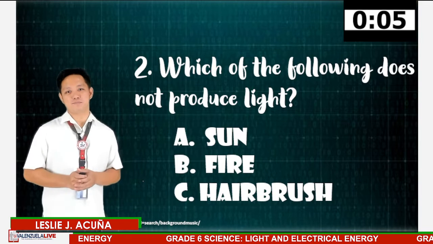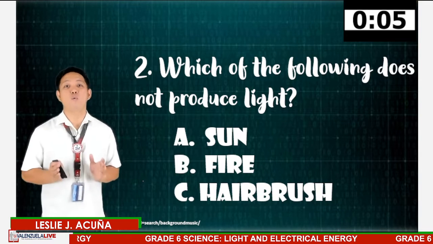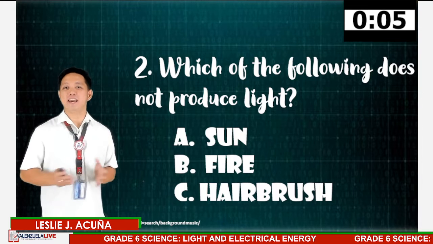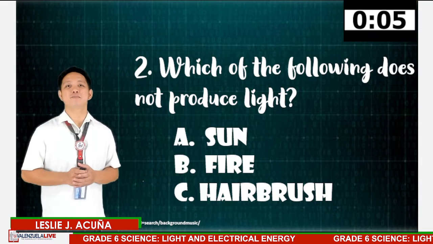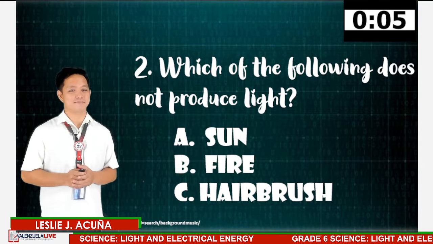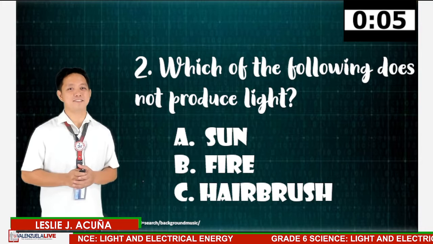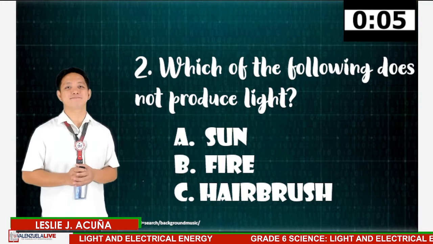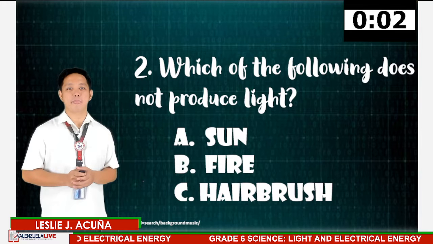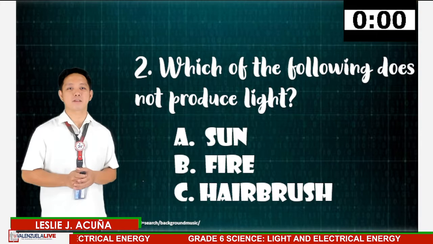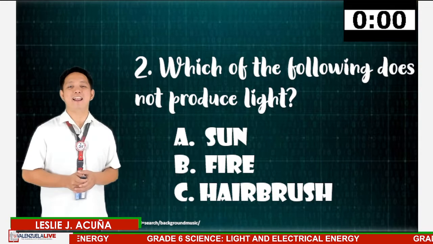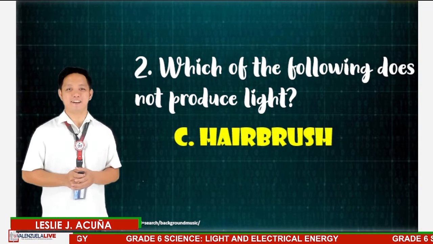Question number two. Which of the following does not produce light? A, sun, B, fire, C, hairbrush. What is your answer? 5 seconds. All right. The correct answer is letter C, hairbrush.